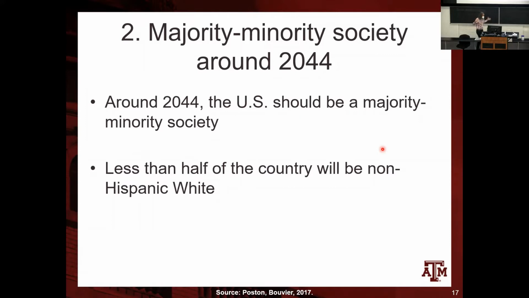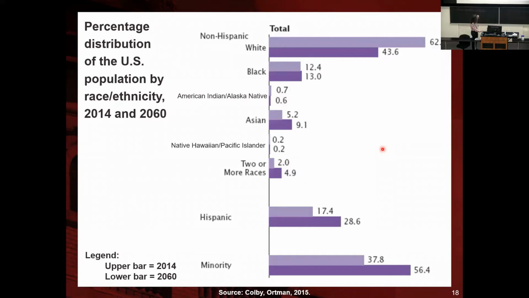I try to explain that overall, the percentage of the non-Hispanic white population has been declining in the country in these last decades, and they will be less than 50% of the population, but the other groups are really different among themselves. Their experience in American society really varies a lot because they have different social, economic status, they have different educational attainment levels, and so on, right? But here, overall, we have the percentage distribution of the US population by race ethnicity in 2014, the upper bar, and 2060, the darker purple bar.